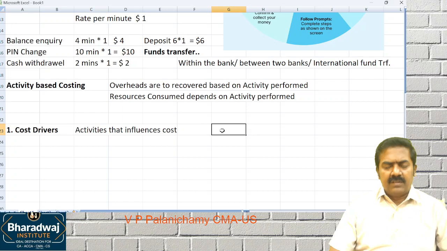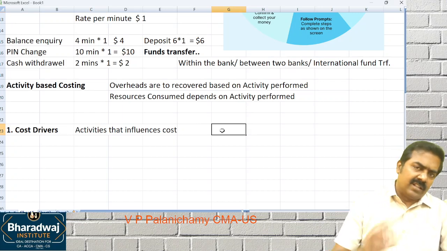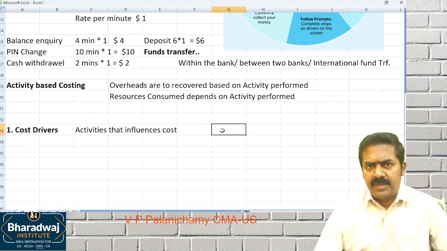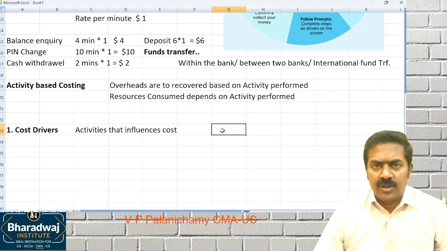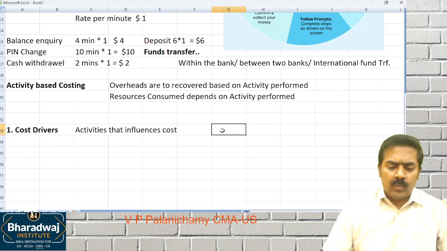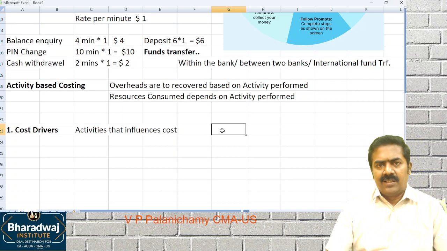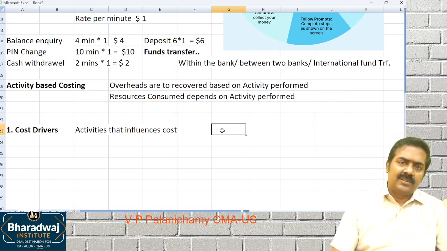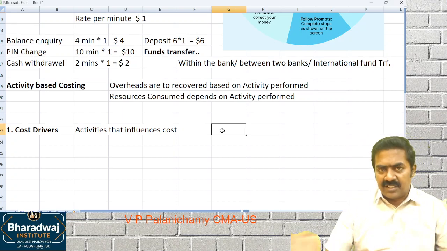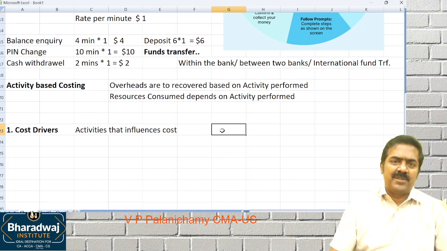For example, let's assume you are running a Pizza Hut or Domino's Pizza, where you do door deliveries. So door deliveries depending on volume of sales, size of the showroom, turnover. It depends on number of orders that you receive. It depends on which one? Number of orders you receive.